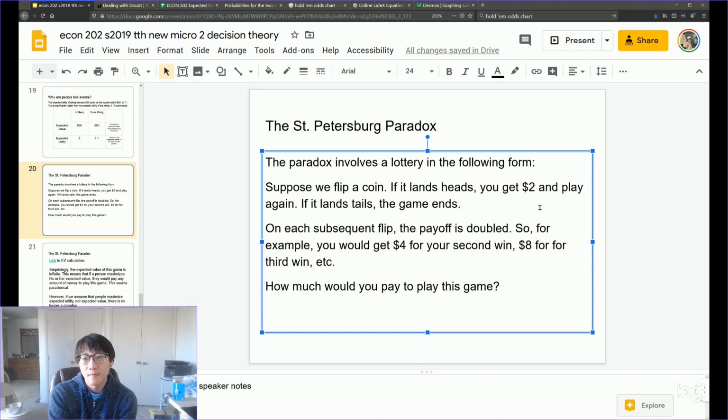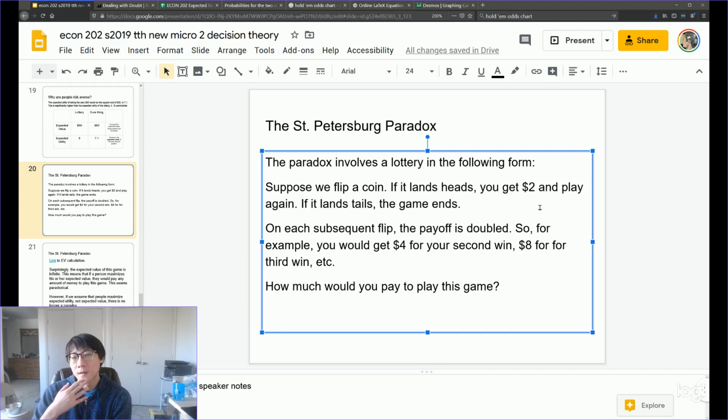Now, on each subsequent flip, the payoff is doubled. Okay? So for example, if you flip 2 heads in a row, for that second flip, instead of winning $2, you would win 4. And if you get 3 heads in a row, instead of being paid $4, you would be paid 8. So essentially, you're paid double the amount of money for each head that you get. And whenever you finally get a tail, the game will end.